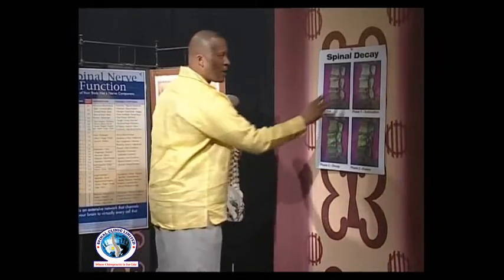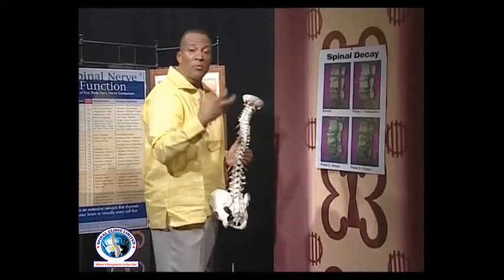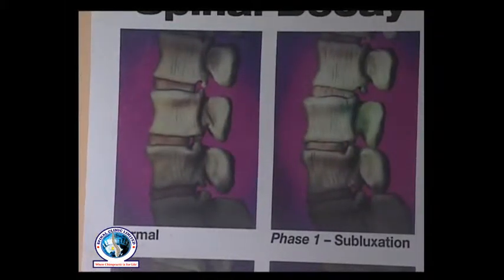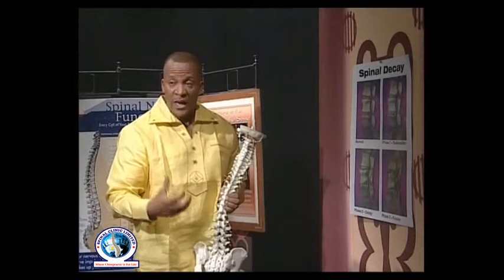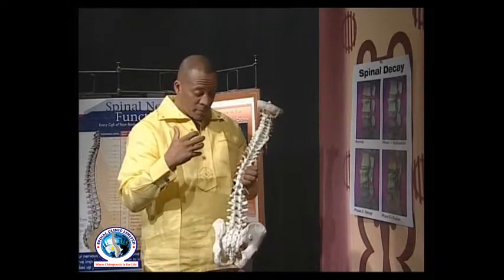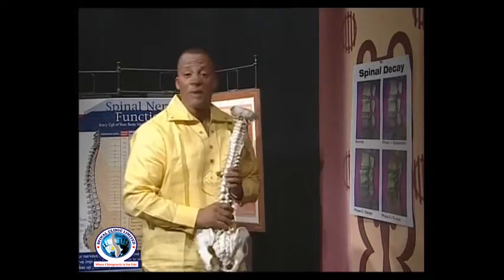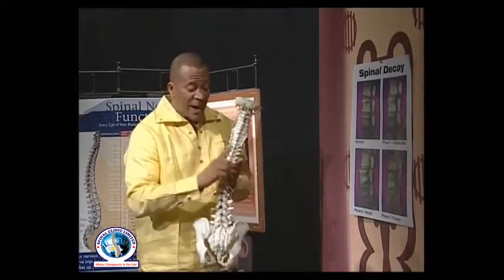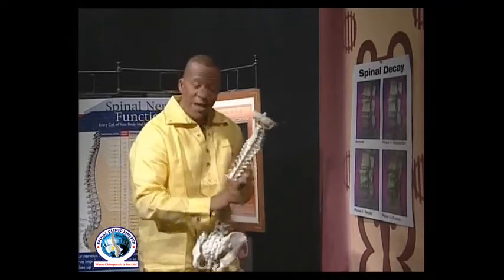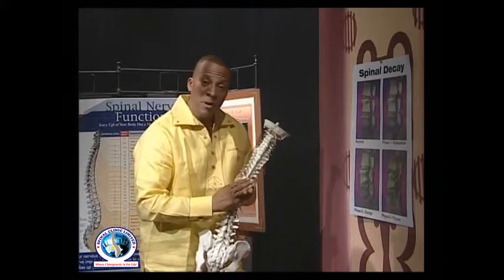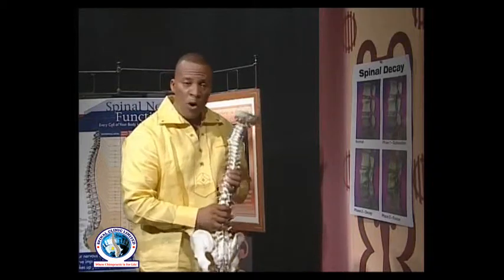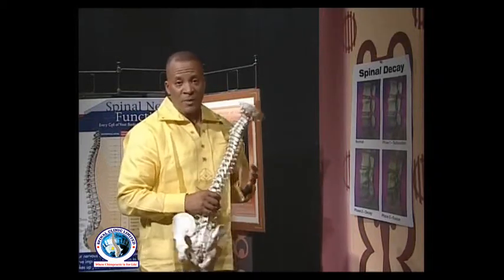Okay? So let's work on preventing spinal decay and take care of our spine. One of the ways of doing that, or a few of the ways, is by eating the right types of foods, exercising, getting proper rest, as well as keeping a positive attitude. And of course, getting chiropractic care from the Spinal Clinic.